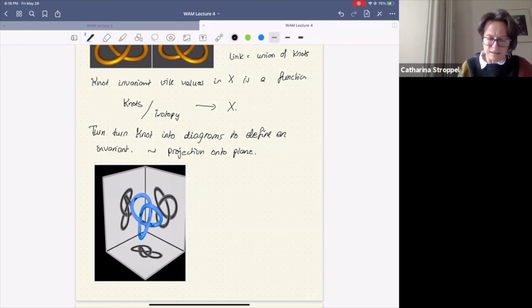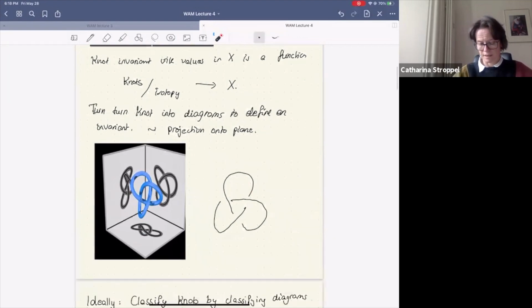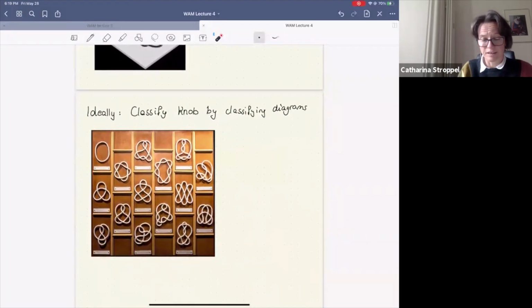So now the question is, when I have this picture on the plane, and I would actually draw it more carefully by really keeping track of the under and over crossings, something like this. Given two such pictures, such diagrams of the knot, when do they represent the same knot? Ideally, I would like to classify knots in terms of classifying the diagrams. So ideally, we would like to have a list of each knot, a representative in terms of a diagram, and then maybe a name attached to this knot. So this is the ideal goal.